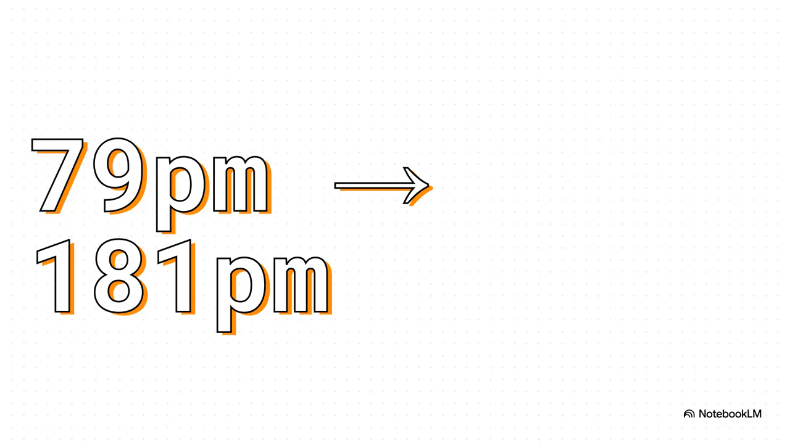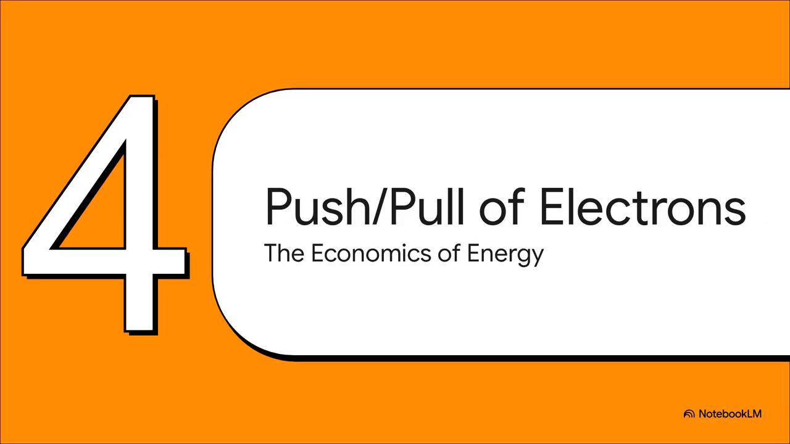This constant battle, this push and pull between the nucleus and the electrons, is pretty much what drives all of chemistry. So that brings us to the economics of the whole thing. It costs energy to pull an electron away from an atom. And on the flip side, atoms often release energy when they gain one. It's this sort of energy economy that's happening all the time.